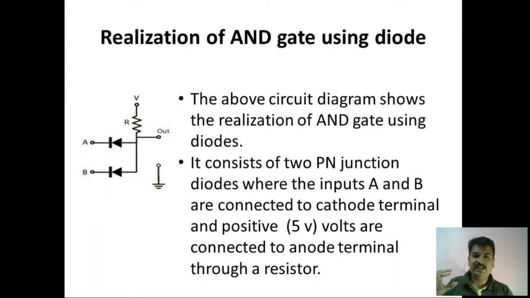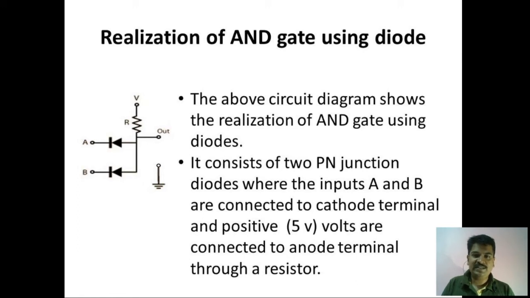For the second and third combinations, 0 and 1 and 1 and 0, if I analyze 0 and 1, one diode will be under forward bias and the other will be under reverse bias. It is enough that one diode is under forward bias to make the voltage drop across the resistor. If A is under forward bias, there will definitely be a voltage drop across the resistor. You cannot see any voltage across the output.